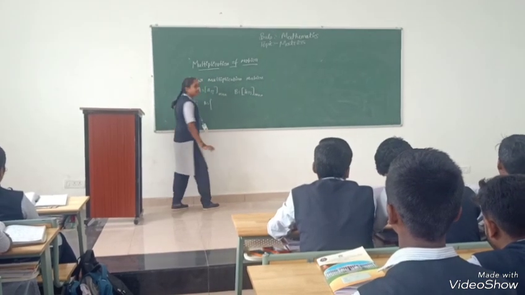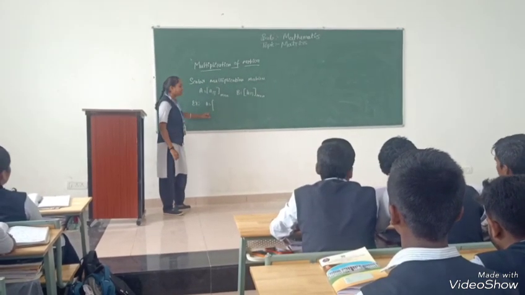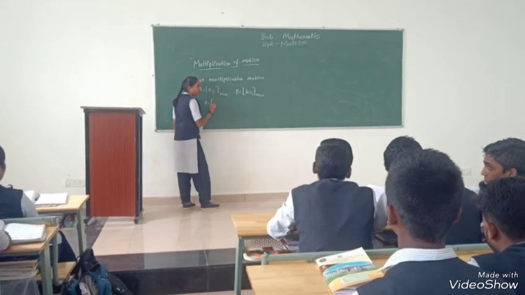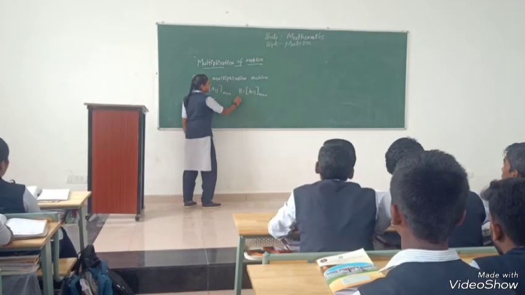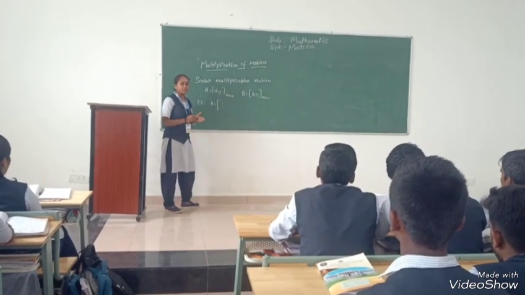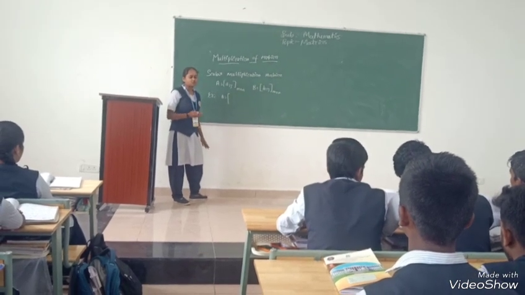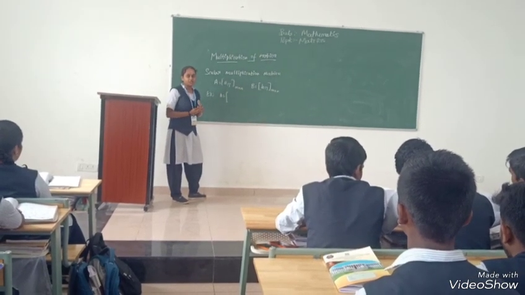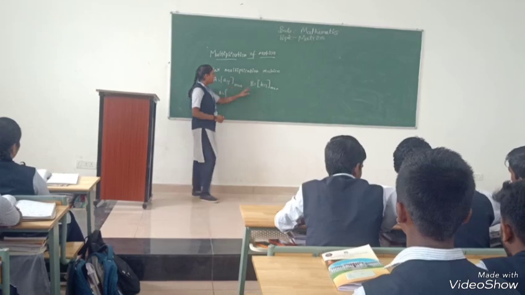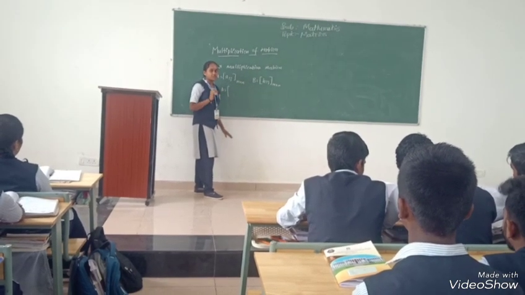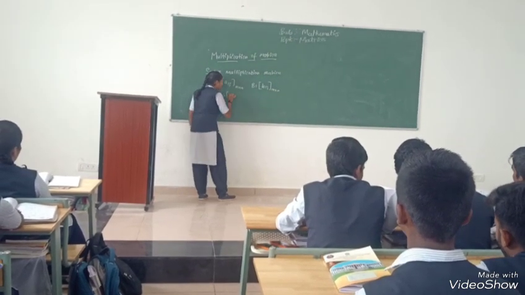We have taken matrices for the example. The two matrices A and B should be of the same order, meaning 2 into 3, or 2 into 2 order, or 3 into 3 order, anything. The two matrices should be of the same order. I take an example for a 2 into 2 matrix.